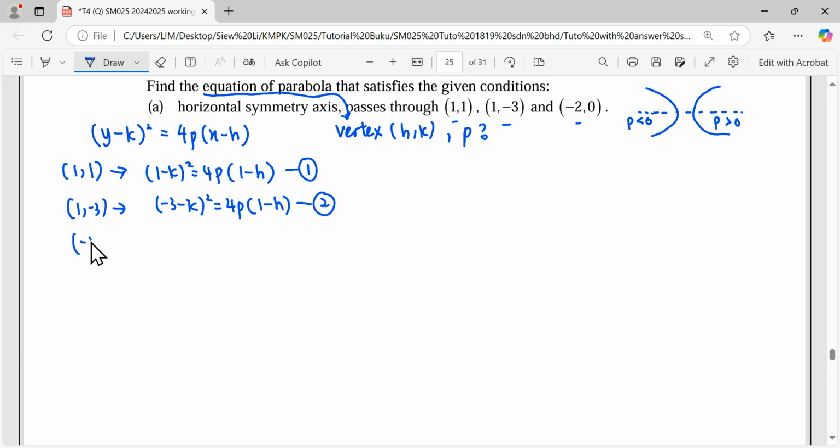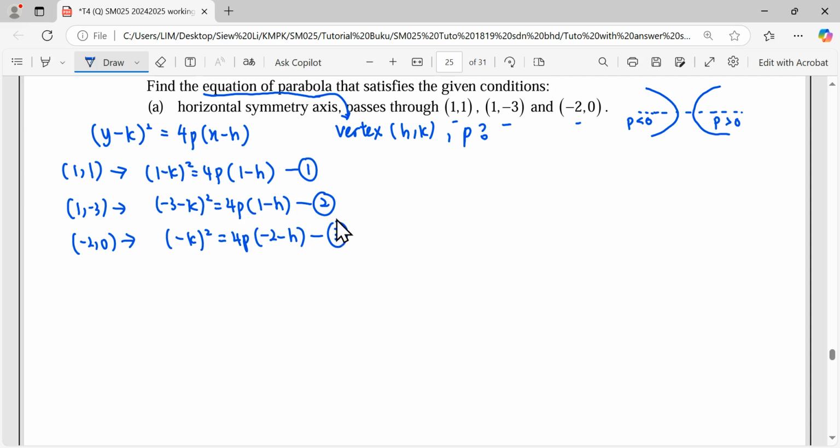Alright, so I substitute first for the third point, (negative 2, 0). The y coordinate is 0, so this is negative k squared, and the x coordinate is negative 2, so 4p(negative 2 minus h). This is equation 3. So you have h, p, and k. You have 3 unknowns, 3 things to find. Therefore, you have 3 simultaneous equations.